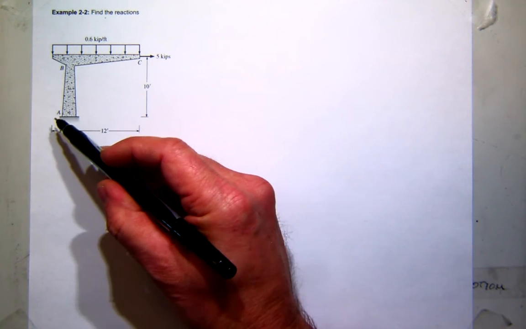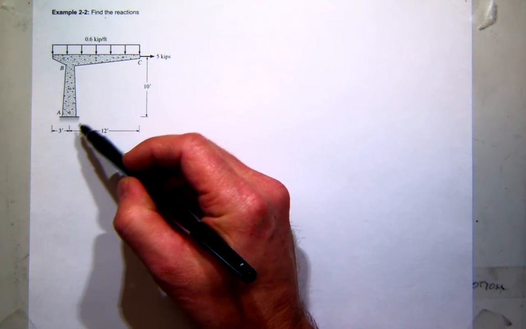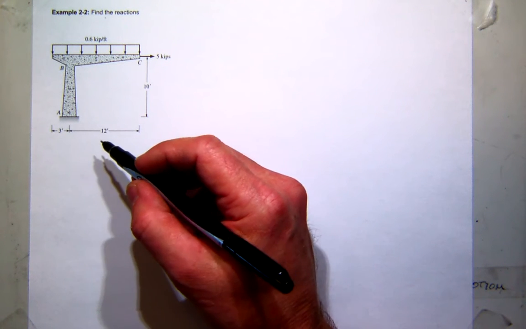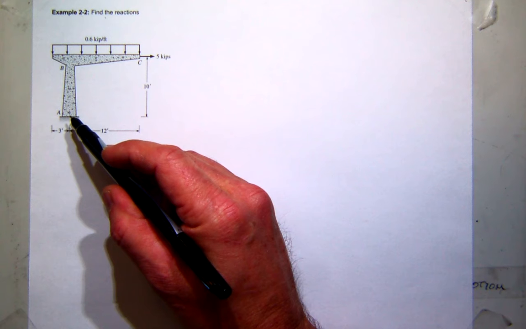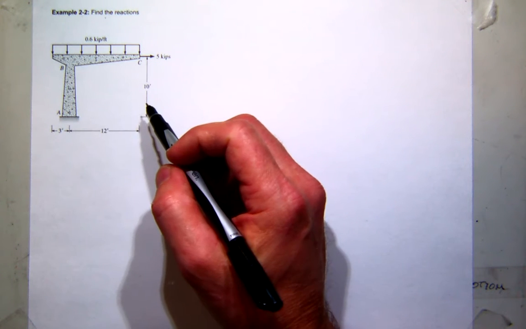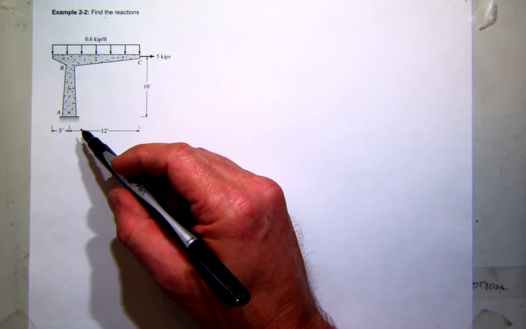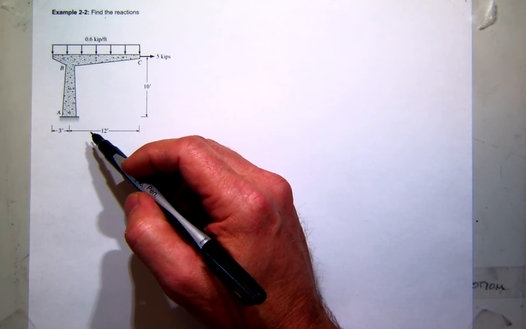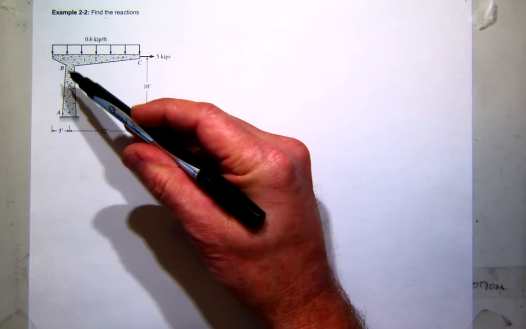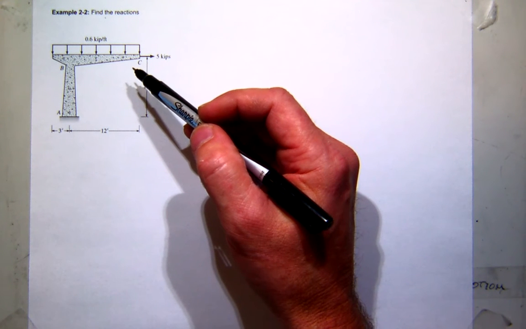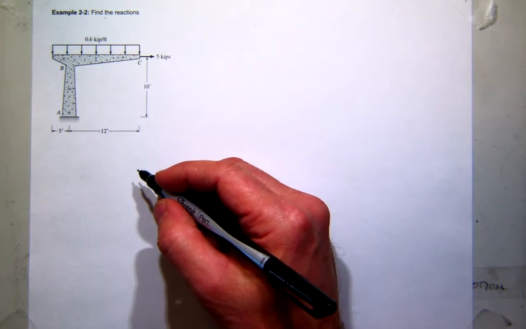And this reaction symbol at A probably indicates that it is a what? Would that be a good place for a pin connection? Not unless you want your structure to be on the ground. So that's probably a fixed connection. So how many unknowns at a fixed connection in 2D? 3. And we're going to draw one free body diagram. That should give us 3 equations. So this should be, again, an easy statically determined problem.